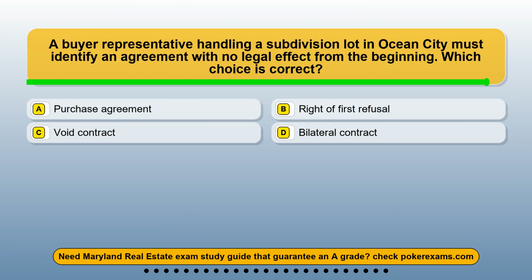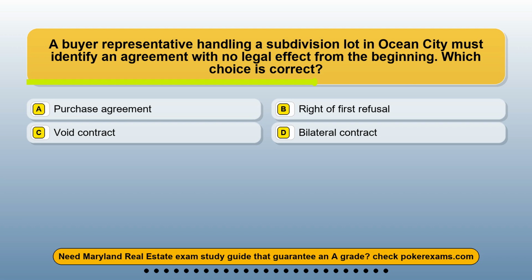Question 17. A buyer representative handling a subdivision lot in Ocean City must identify an agreement with no legal effect from the beginning. Which choice is correct? Option A, purchase agreement. Option B, right of first refusal. Option C, void contract. Option D, bilateral contract.